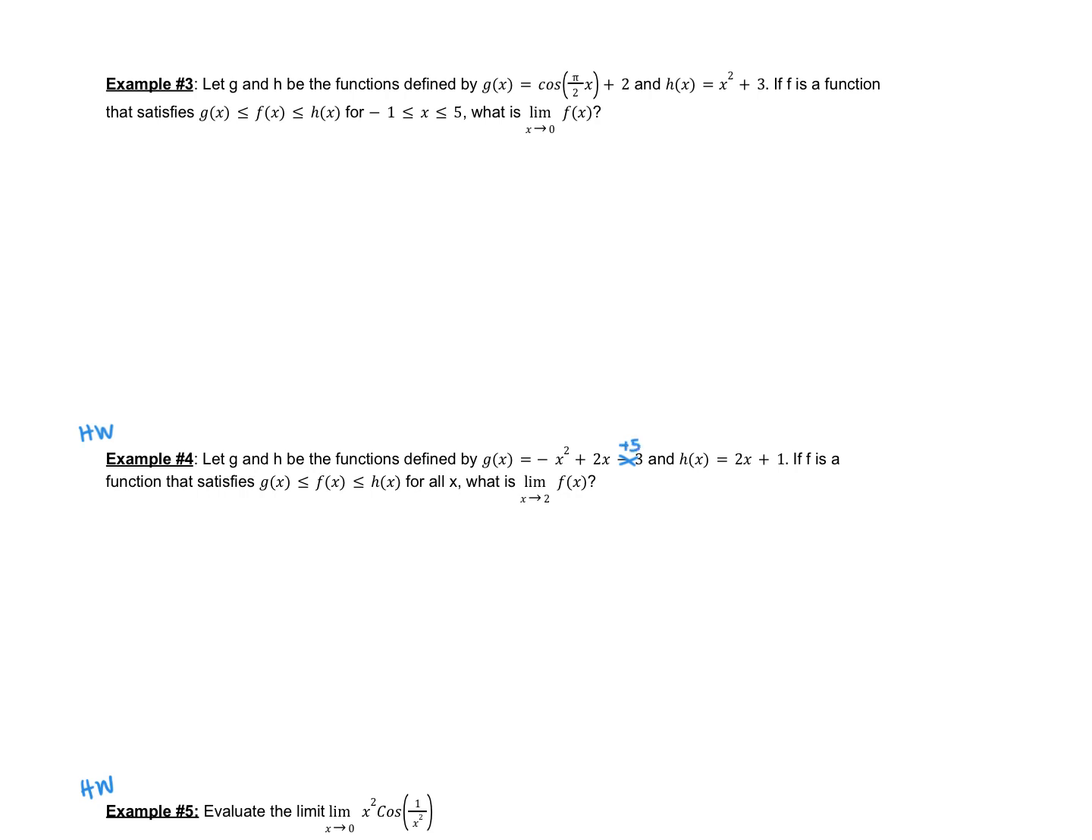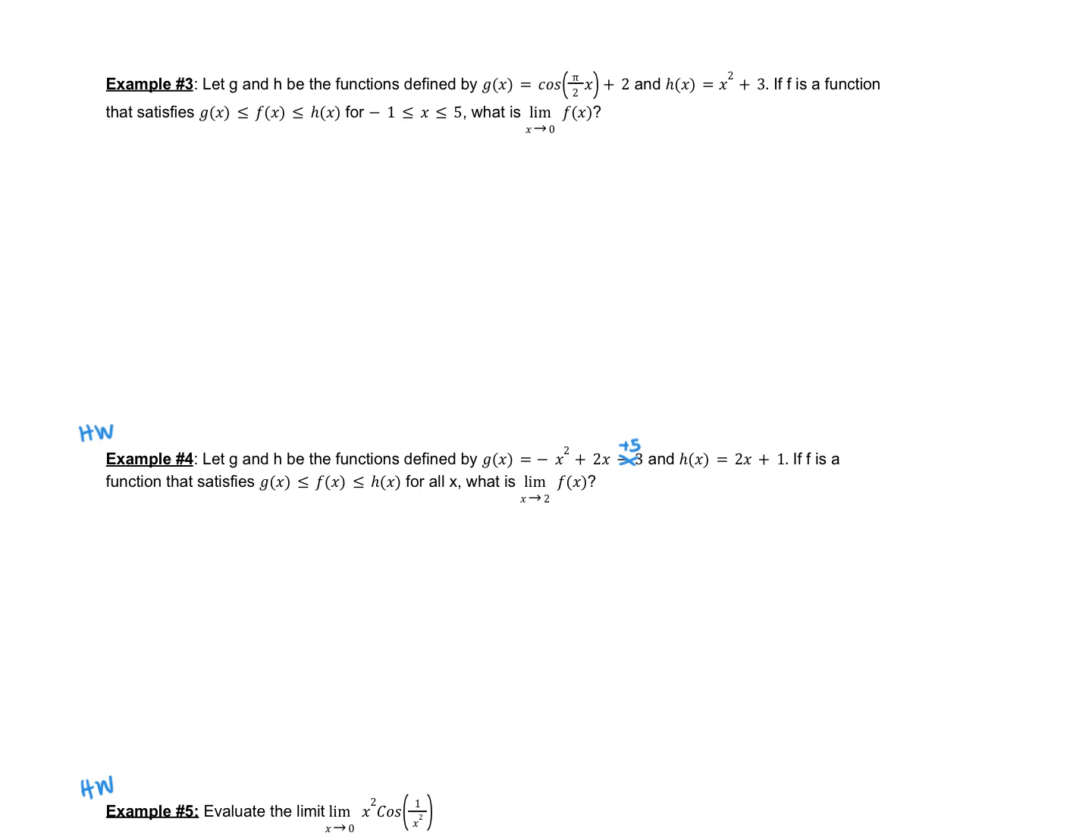All right, so let's do one more. Let's do example number 3. So same kind of concept. They're giving you two functions, g and h. They're telling you f is a function that's in the middle of these two, and they're defining a specific domain. They're just saying that x must be between -1 and 5. What is the limit of the middle function as x approaches 0?